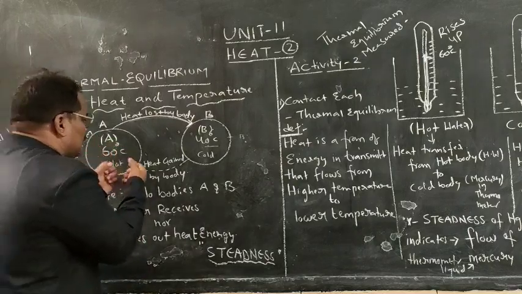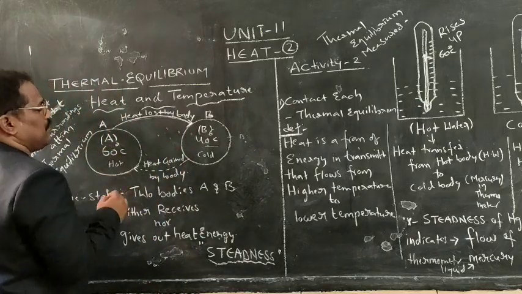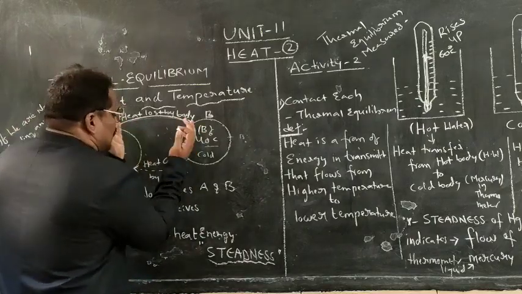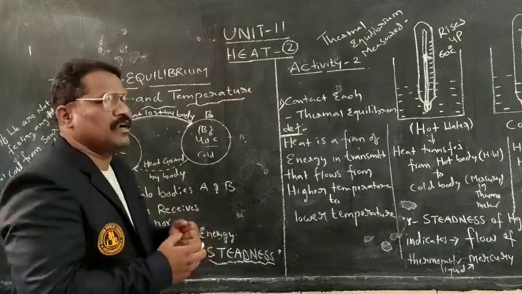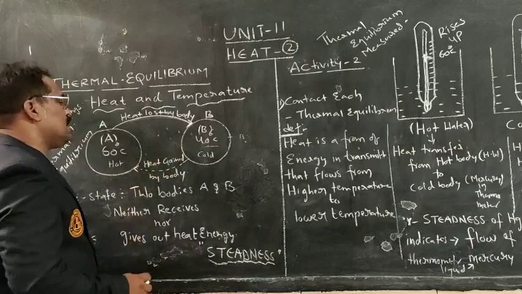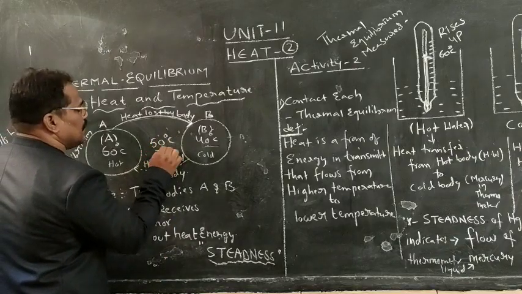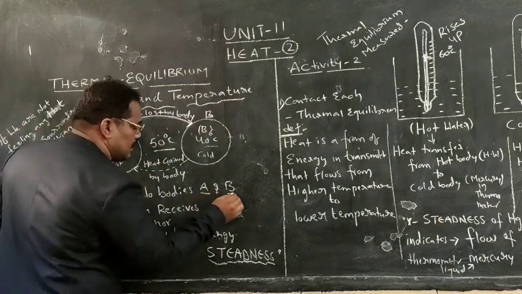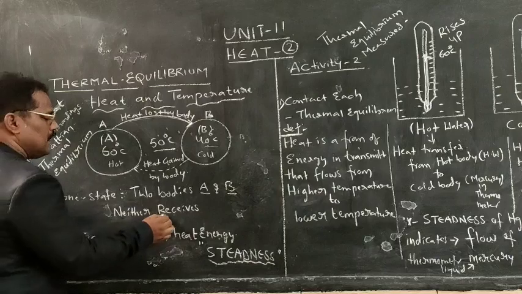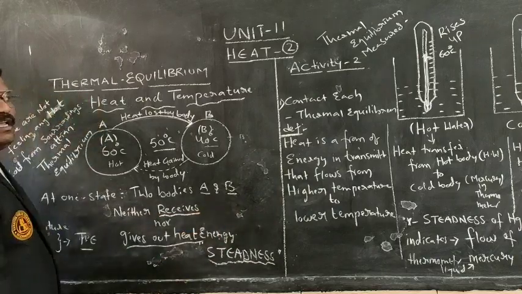So it also absorbs heat. It gains heat, such that at one particular temperature, what happened? After a certain time interval, the transmission and gaining of heat between the two bodies stops as they attain a temperature of 50 degrees centigrade. What happened there? Body A as well as body B neither receive nor give out heat energy.